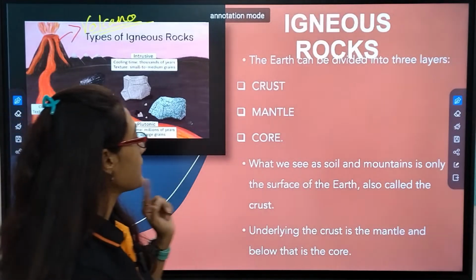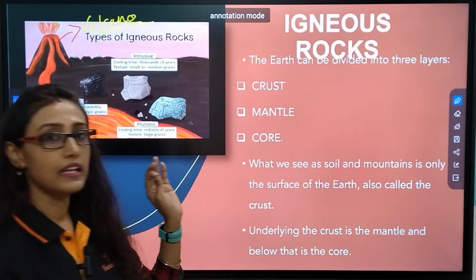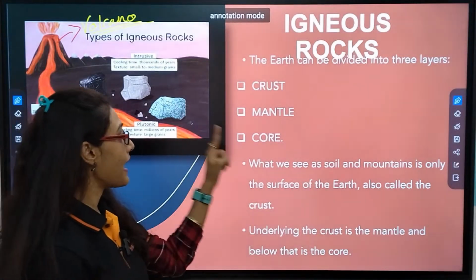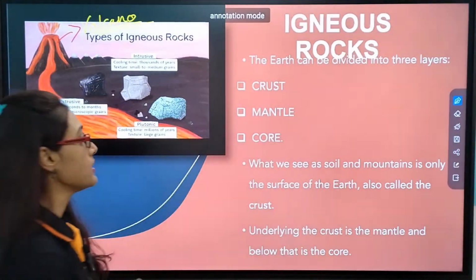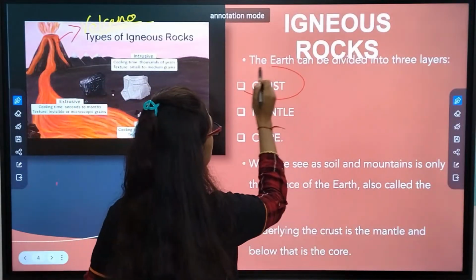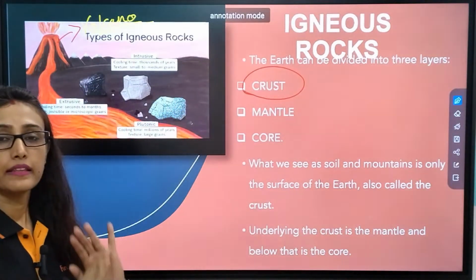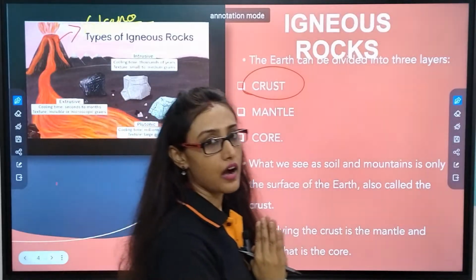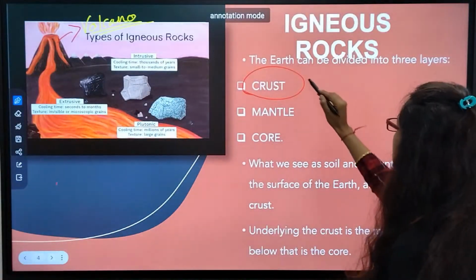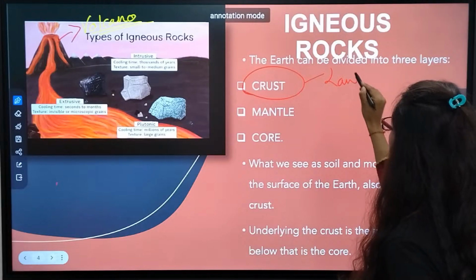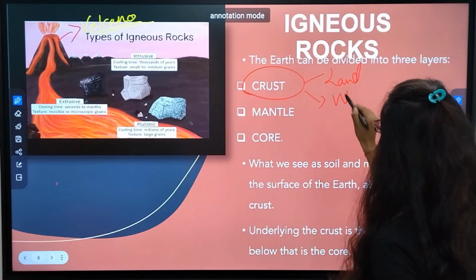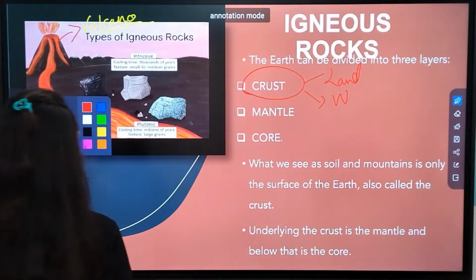So the earth can be divided into three layers: crust, mantle, and core. Just now I have told you what is crust. The outer surface of the earth, whether it is land or water. Let me change the color.